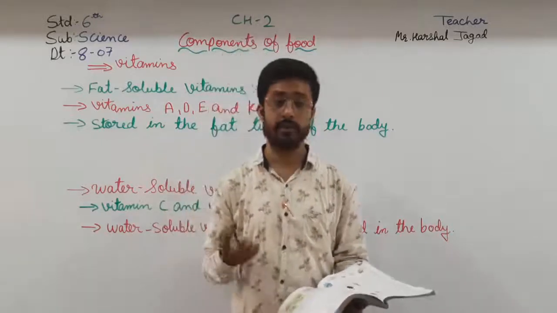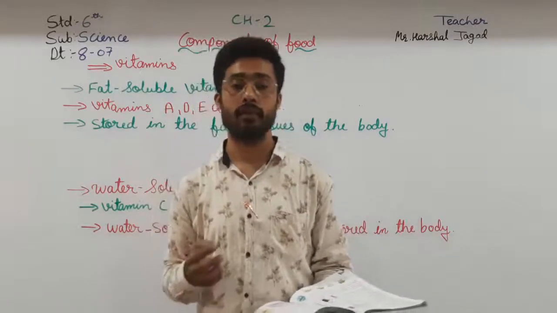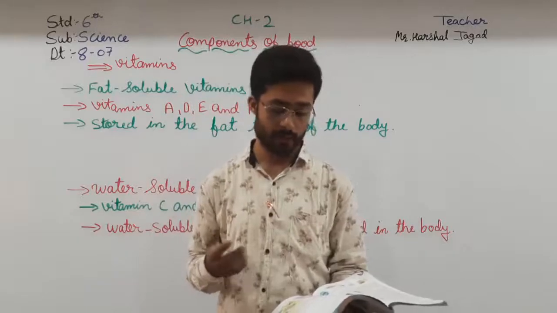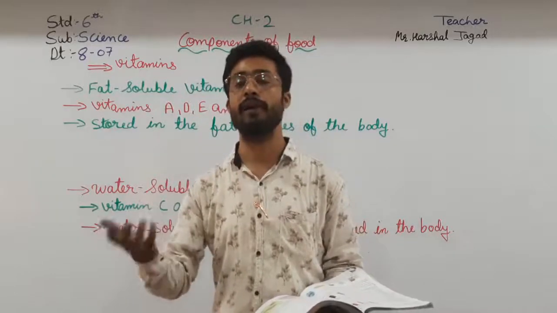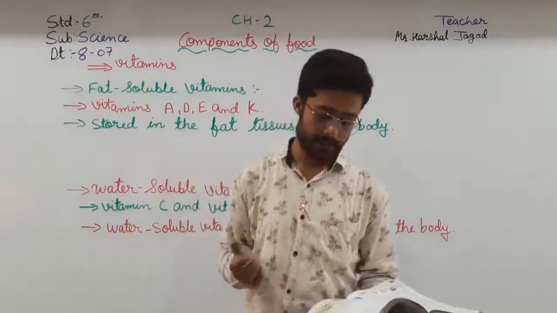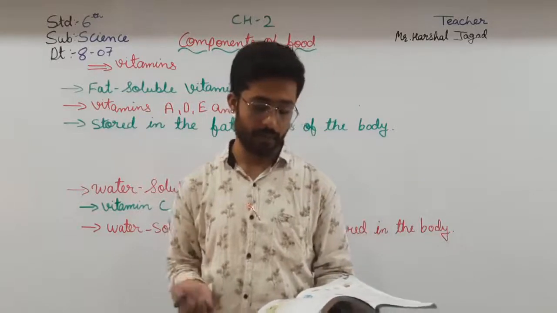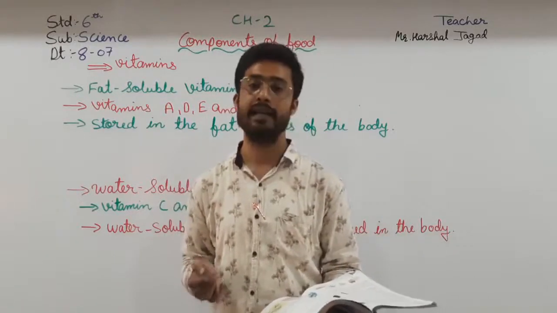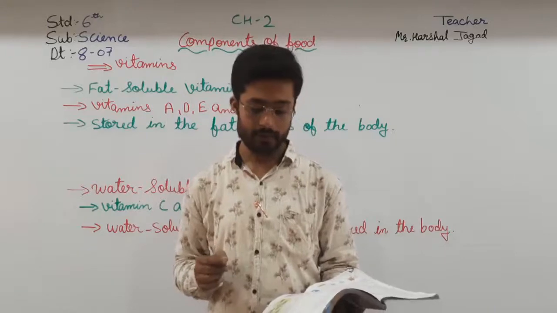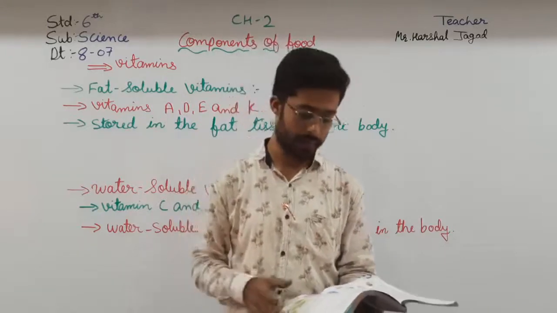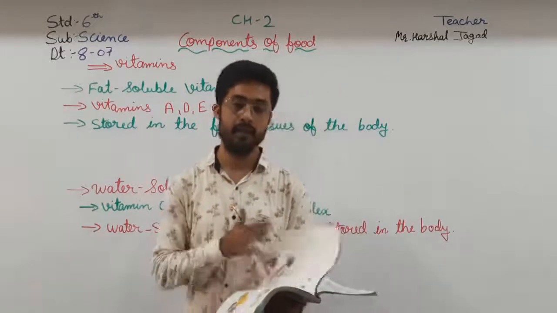And if we don't eat enough protein, what happens? Our body will not be able to repair diseased tissues or build new ones. Okay, and the rich sources of animal proteins are meat, fish, eggs and milk. And rich sources of plant proteins are pulses, soya beans, grams and nuts.